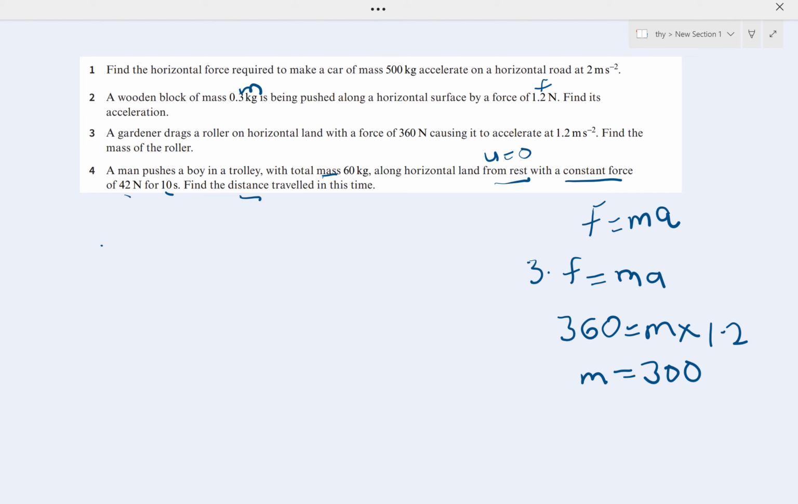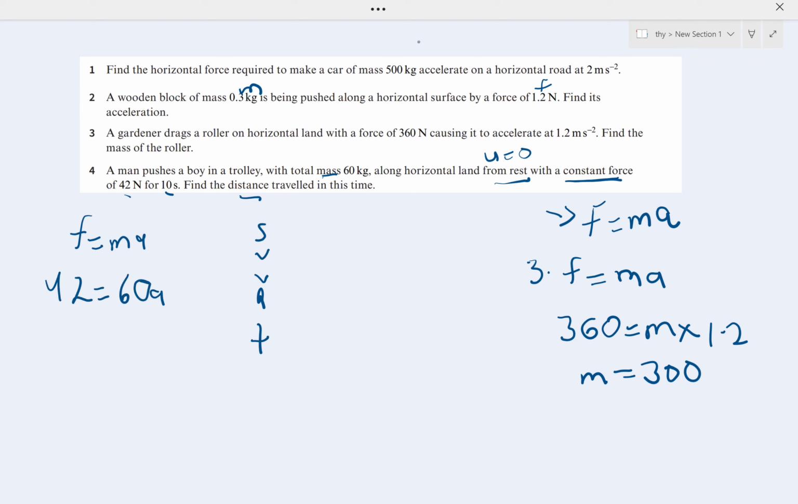Because they're asking for distance, we can't just use Newton's second law. We're going to also apply the SUVAT equations, the constant acceleration equations, because they've told us that it's a constant force. If you have a constant force and a constant mass, your acceleration is also going to be constant. So we've got F equals ma, and somewhere we've got SUVAT. So let's see what we know for each of these. We know the force: 42 is equal to 60a.